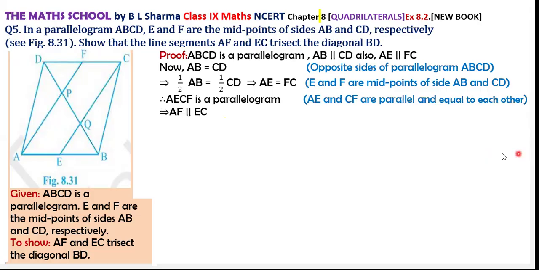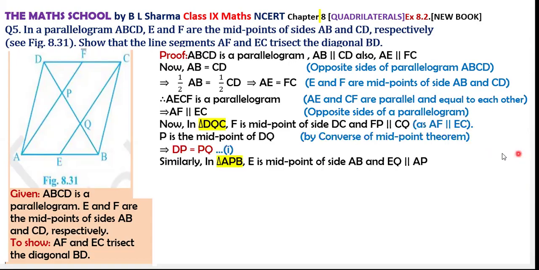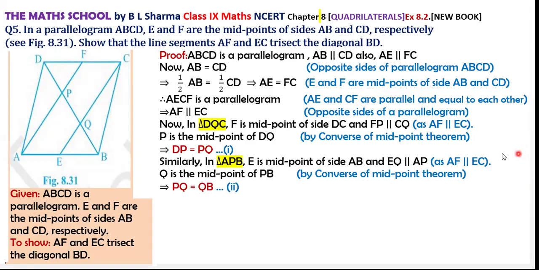Right? AF is parallel to EC. So in triangle DQC, DP is equal to PQ. Similarly, in triangle APB, PQ is equal to QB. देखिए पहले हमने ये प्रूव किया कि this DP is equal to PQ. See here.